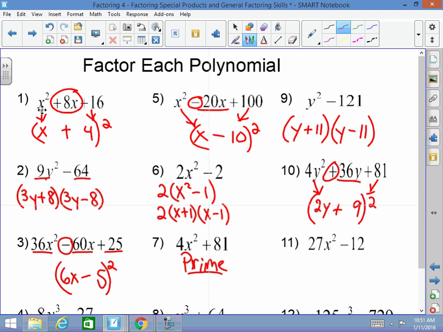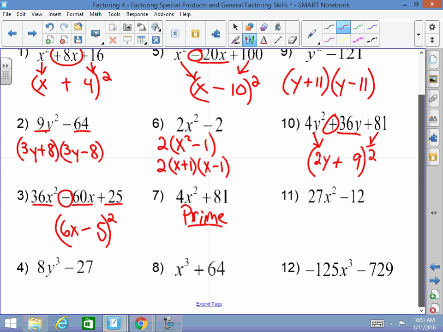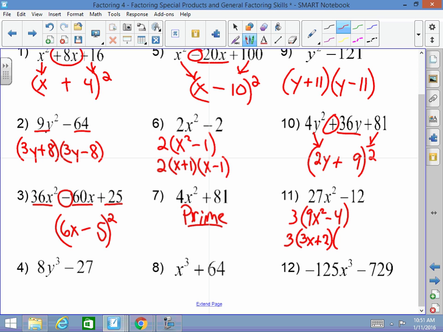27x squared is not a perfect square. Minus 12, that's not a perfect square either. Can I do anything here to try to help me out, though? Good, GCF. What's the GCF here? So let's factor out a 3. Let's see if that helps us. I've got 9x squared now minus 4. Now I've got a difference of squares. So this is 3 times square root of the first plus square root of the second times square root of the first minus square root of the second. Excellent.